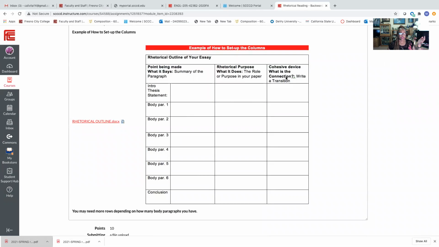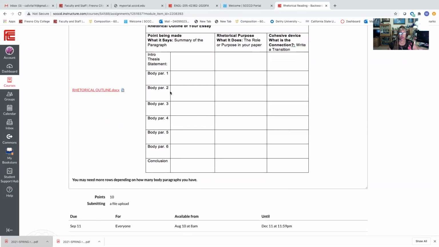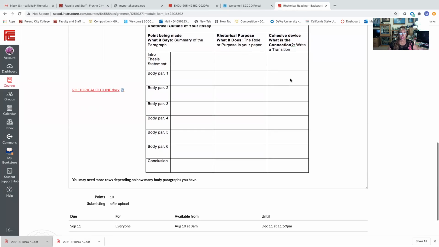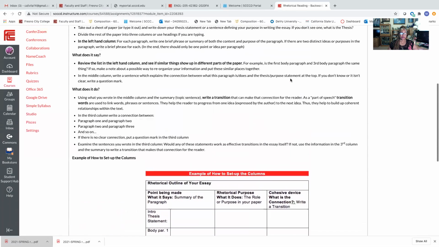And then the next one, it says cohesive device. What that means is, what is the connection? And I put write a transition. So some kind of way to connect these paragraphs. You use a transitional word or phrase, and if you didn't, you should have. So you look for that transitional word or phrase that you use to connect your reader from one paragraph to another.